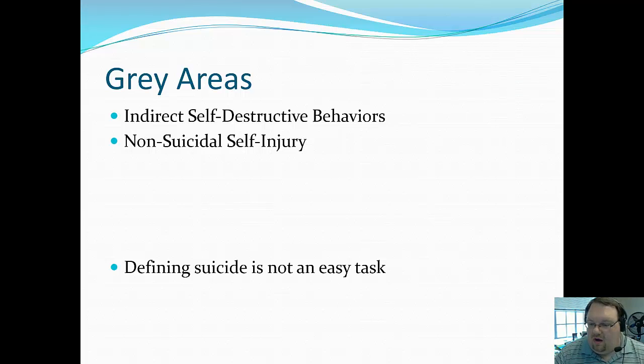So as we mentioned, there are gray areas such as indirect self-destructive behavior. That would be, for instance, if you had someone that refused to eat or refused to take a medication that would help them, those are things that are indirect. They're not directly doing it to themselves, but they're withholding something that would be helpful or important for their life. Is that suicidal behavior? It's hard to say. Also, I mentioned non-suicidal self-injury. It looks a lot like a suicide attempt. It's just a question of is there intent. So, long story short, defining suicide is not an easy task.